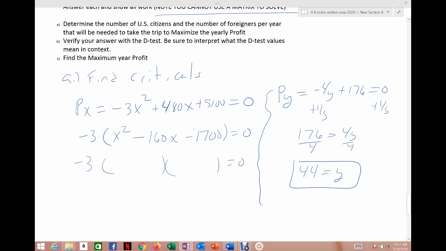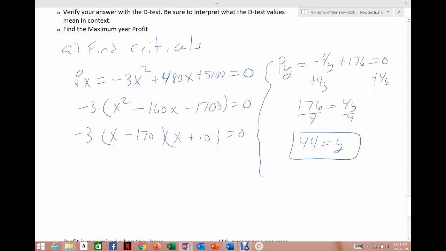Alright, and then that does factor further. I'm going to do the guess and check method. You can use the box method or whatever method that you prefer, AC. There's different ways to do this. I personally like the guess and check. Right, numbers that multiply to negative 1700, when I add them, they add to negative 160. Well, negative 170 and 10 is my guess. If I take 10 times 170, I get 1700. And when I take a negative 170 and add 10, I get my negative 160. Alright, so I do get two answers. One x value is at positive 170, one x value is at negative 10.